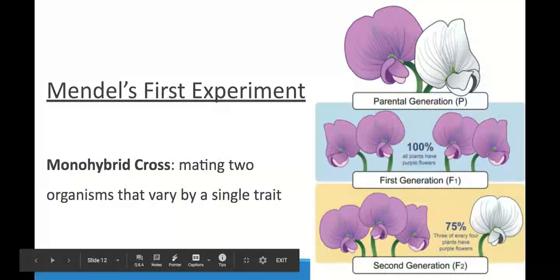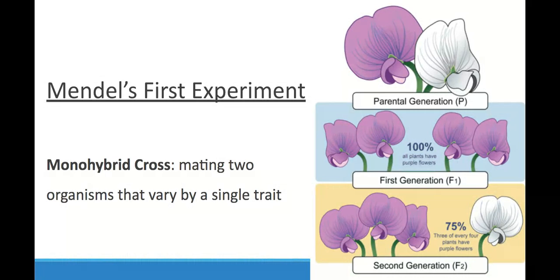The first experiment Mendel did was called a monohybrid cross. So he took 2 peas that had one characteristic that was different, and he crossed them together. So for example, here's an example of a monohybrid cross involving flower color. Here we see a monohybrid cross between a purple and a white flower. So Mendel would cross the parents together. He would observe the characteristics of the children, and he would then cross those children and look at the characteristics of their offspring. So that was called a monohybrid cross.